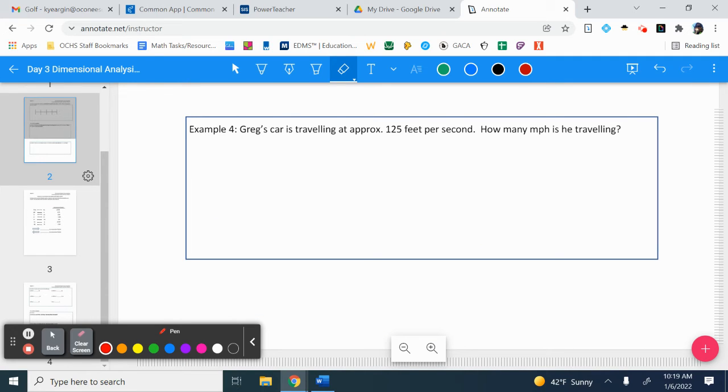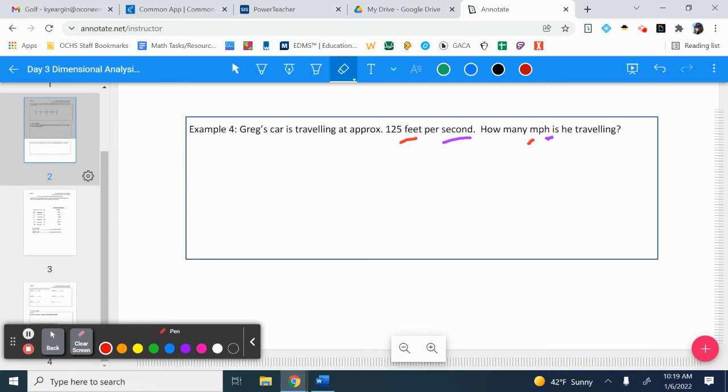Okay, as we move on to example 4, Greg's car is traveling at approximately 125 feet per second. How many miles per hour is he traveling? Now this one we have to be careful of. What's given to me is different this time. So I'm given feet, and that has to turn into miles. And I'm also given seconds, and that has to turn into hours.